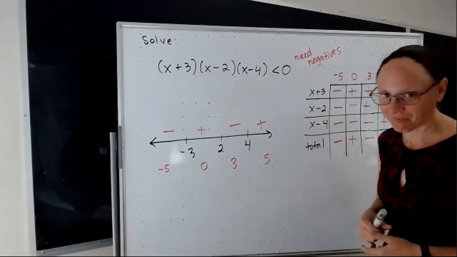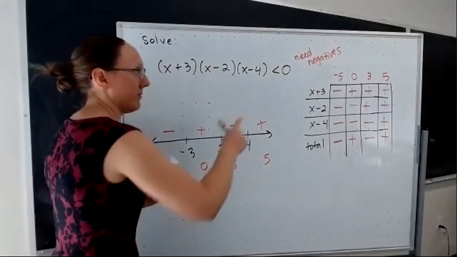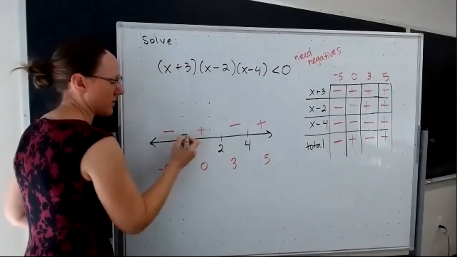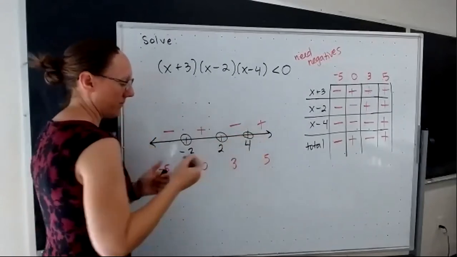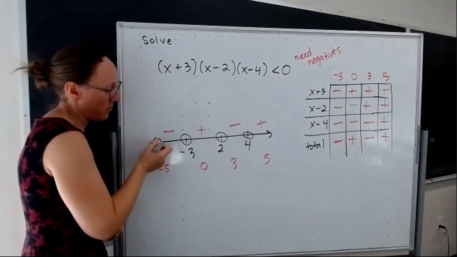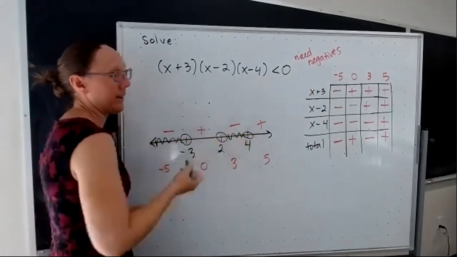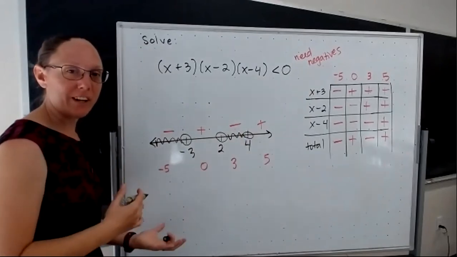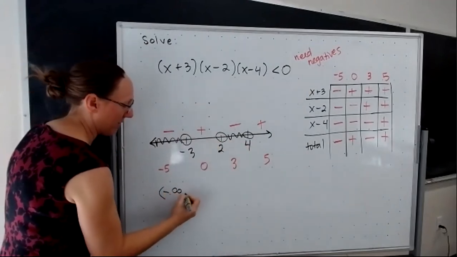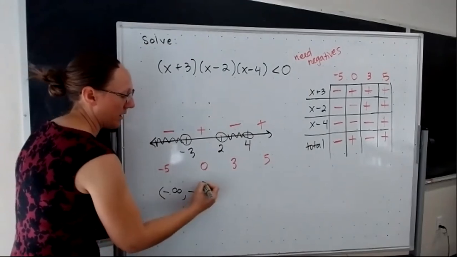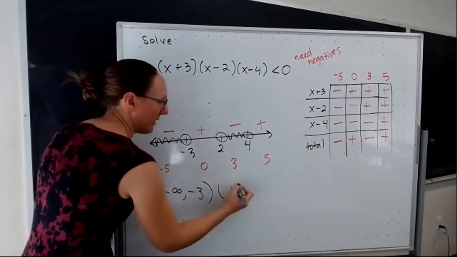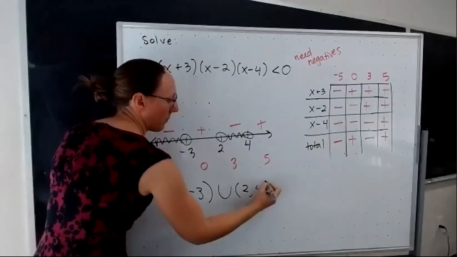Next up, because I don't have the or equal to, everything on my chart would have open circles. And I would say, I'm looking for the negatives. So I need the part over here and the part in here. When I write my final answer in interval notation, starting from left to right, that would look like negative infinity to negative 3, union, to show that I'm taking out this piece right here, 2 to 4.